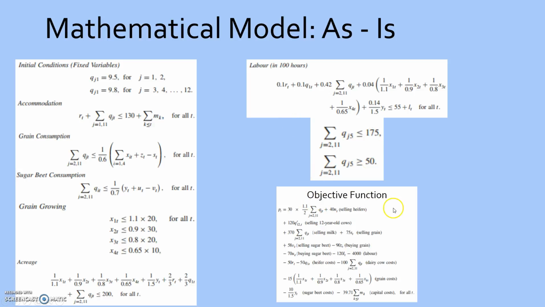And then here's the objective function, which is the profit function, and we're trying to maximize. So as you can see, here's the profit for selling heifers, selling the 12-year-old cows, selling their milk, selling grain, selling your sugar beet, and then at this point it switches over to your costs. So the grain you bought, the sugar beet you bought, the labor you had to provide, the heifer costs, the dairy cow costs, your grain costs, sugar beet cost, and your capital cost.